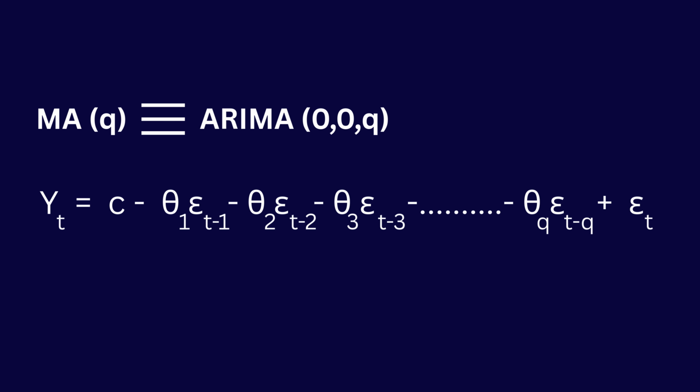So in here we have MA(q). We don't have autoregressive and integrated parts. So MA(q) we can write as ARIMA(0,0,q) because we don't have P and D value. So this is the general formula for MA(q). y_t equals c minus theta 1 times epsilon_(t-1) minus theta 2 times epsilon_(t-2) minus theta 3 times epsilon_(t-3) ... minus theta q times epsilon_(t-q) plus epsilon_t.